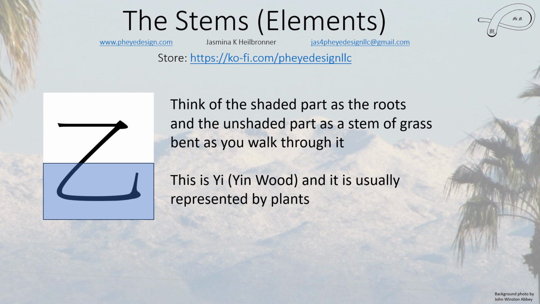And this is yin wood, and it's usually represented by plants, like either plants that we use to eat, like grains and things like this. Sometimes it's represented as flowers, but it's small things. It's not even usually the size of a shrub. That's a little bit too big. It's something that you can walk through, and you really have a hard time walking through a shrub.